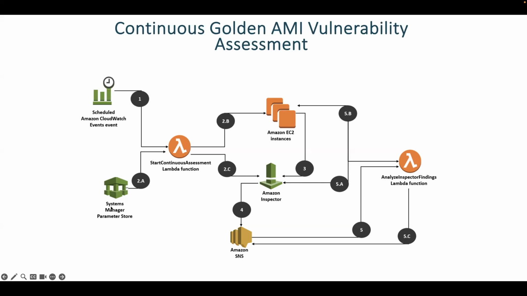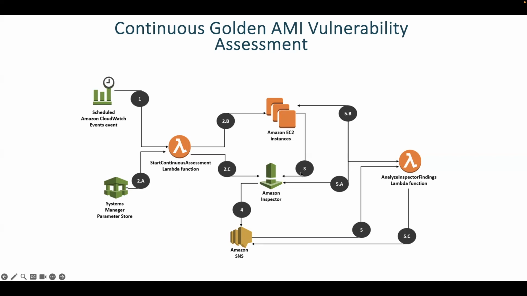The first one is the Lambda function fetches configurations such as assessment templates, target resource ARNs, or any other scanning parameters from Systems Manager Parameter Store. In 2B, this function identifies the Amazon EC2 instances that are within the scope of assessment based on the configuration. And in 2C, it triggers Amazon Inspector to begin the vulnerability and security assessment for identified resources.